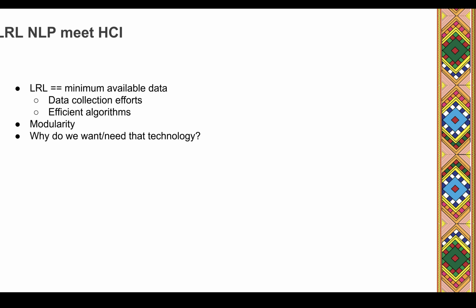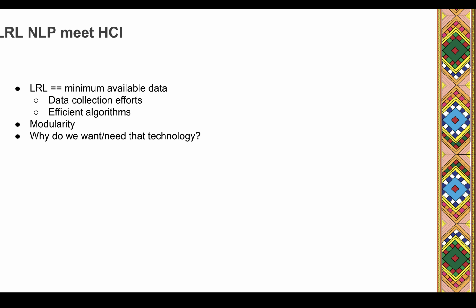And from the NLP angle, we could supplement this by working on efficient algorithms instead of requiring more data to train larger models. HCI could also help us think about how we could design systems that are modular so that as we add more languages, we could easily scale horizontally or be more inclusive of other languages instead of requiring the languages to adapt to our systems.